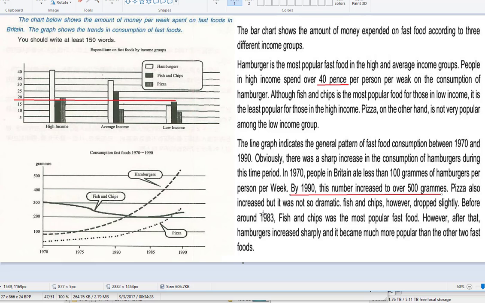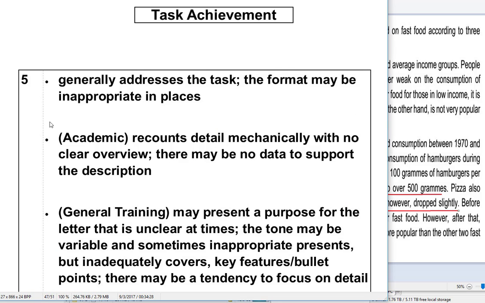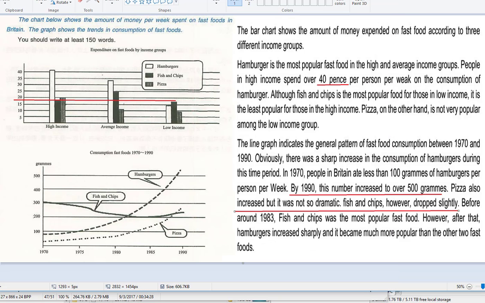Pizza also increased, but it was not so dramatic. Fish and chips already dropped slightly. Where are the numbers? No numbers. Okay, so task achievement 5. Let's look at the coherence and cohesion.